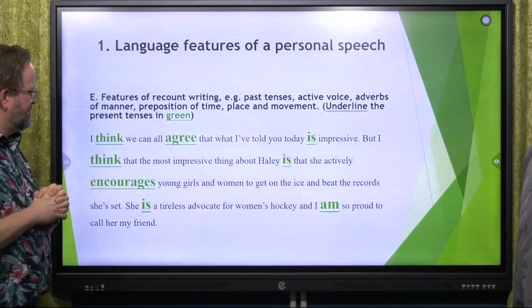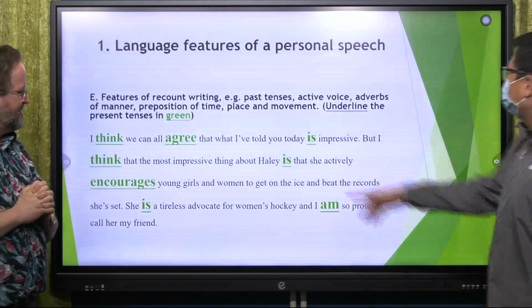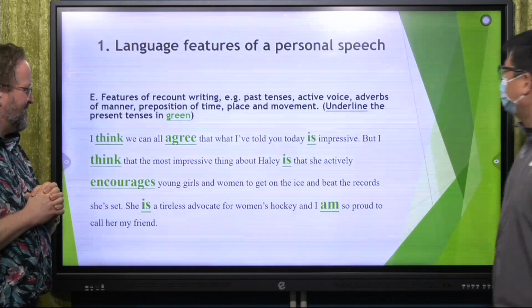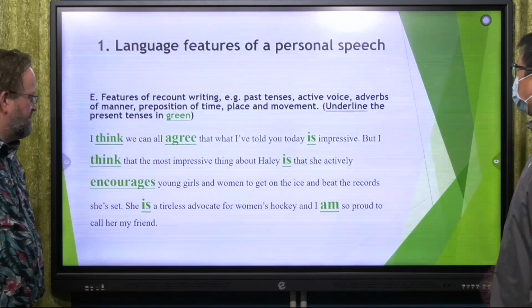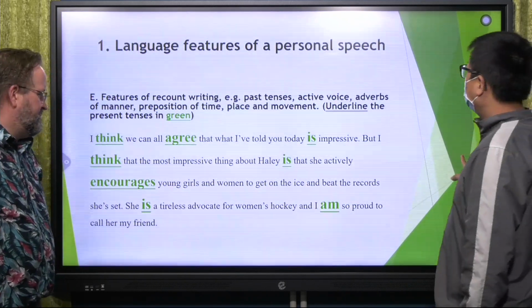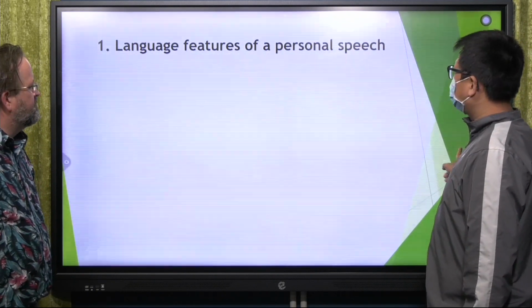And actually the answer is here. You can see, I think we can all agree. Agree is also present tense. We missed this one, we missed that one. So in total there should be eight you can spot in this paragraph. All right, and the last one, the last language feature of a personal speech.